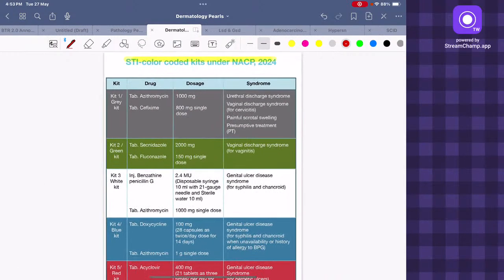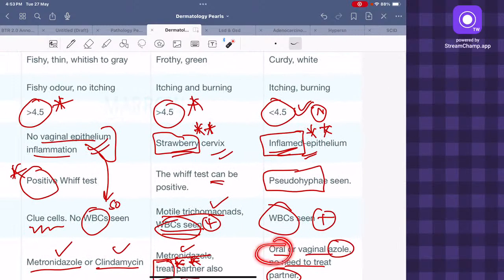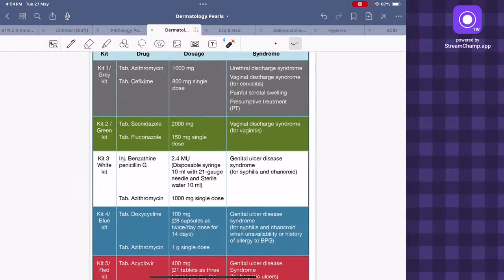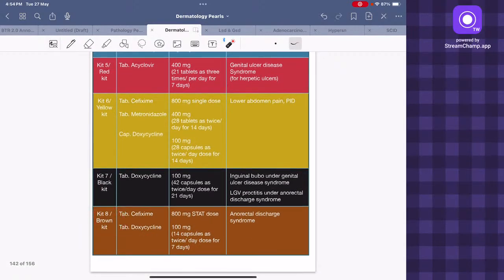Now we have STI color coded kits, as we have seen all the sexually transmitted diseases, right? And also we know that in bacterial vaginosis we give metronidazole and clindamycin. In Trichomonas also we give metronidazole and treat the partner also. In Candida we give oral azoles and vaginal azoles. Then we have kits. We have grey kit, green kit, white kit, blue kit, red kit, yellow kit, black kit, and brown kit. Right?